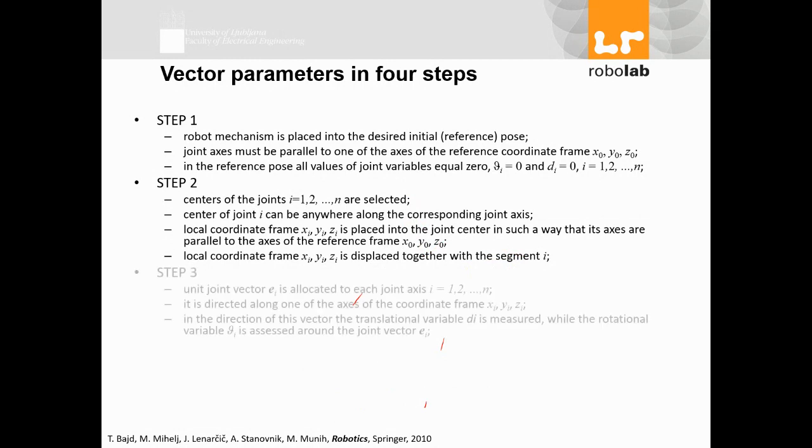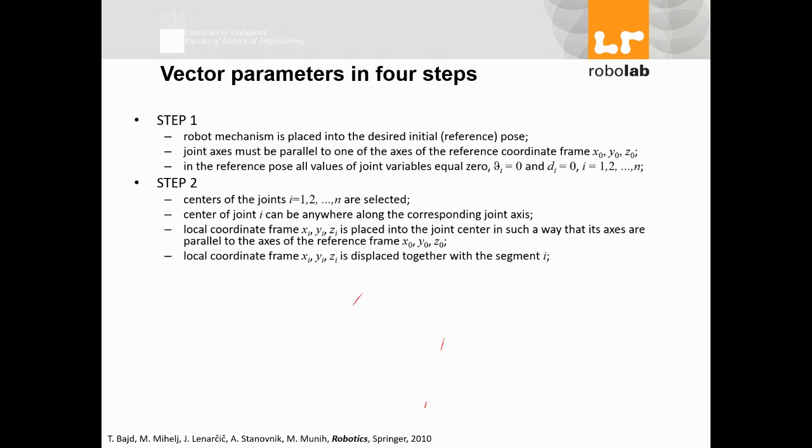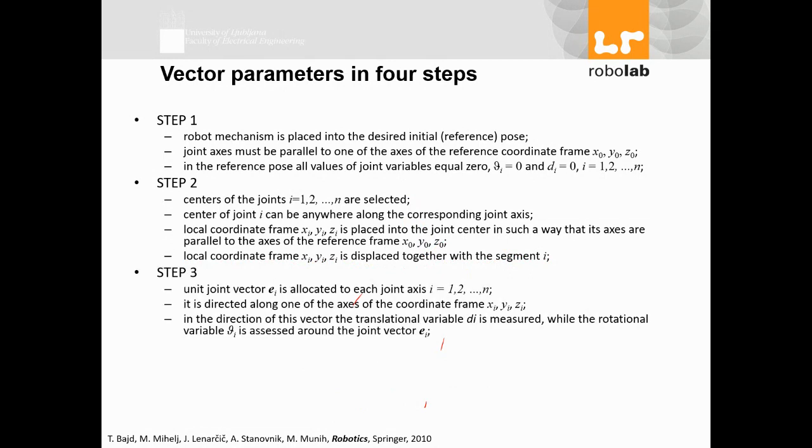The local coordinate frame x_i, y_i, z_i is displaced together with segment i. Step three. Unit joint vector. Remember this name, unit joint vector, shown by E. It is allocated to each joint axis. So for each joint, we pick one E, we define one E for it. It is directed along one of the axes of the coordinate system.